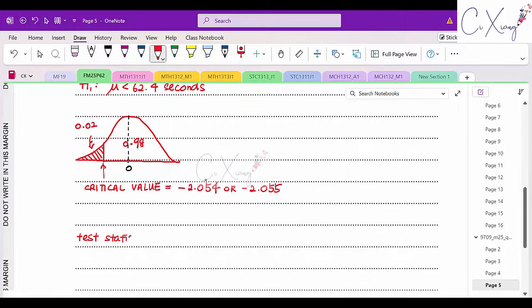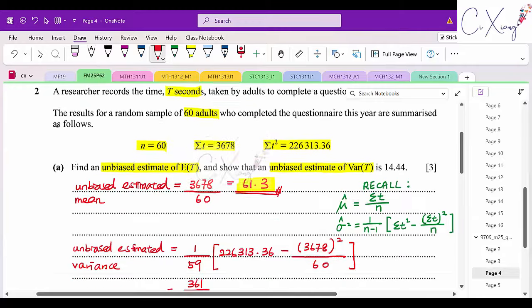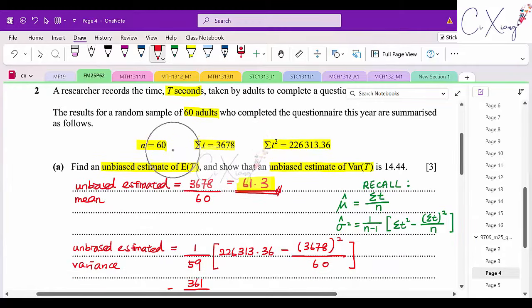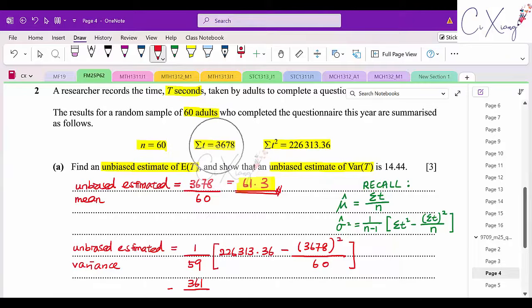I'm using the sample mean sampling distribution as our test statistic. So the test statistic Z is equal to the sample mean minus the population mean, divided by sigma over square root n. Let's have a look at the values carefully. What is the value of the sample mean? In the first part, the mean that we calculated here is a sample mean. All these are the sample. So to calculate the sample mean, you take 3678 divided by 60.